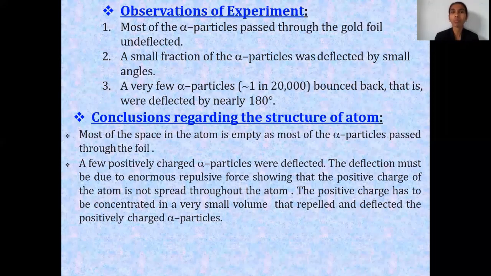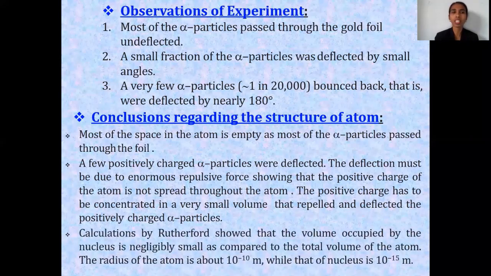Okay, so the deflection must be due to enormous repulsive force showing that the positive charge of the atom is not spread throughout the atom and it is concentrated in a very small volume. So this is the second conclusion. And third conclusion is that calculations by Rutherford showed that the volume occupied by the nucleus is negligibly small as compared to the total volume of the atom, and the radius of the atom is about 10 raised to minus 10 meter while that of the nucleus is 10 raised to minus 15 meter.